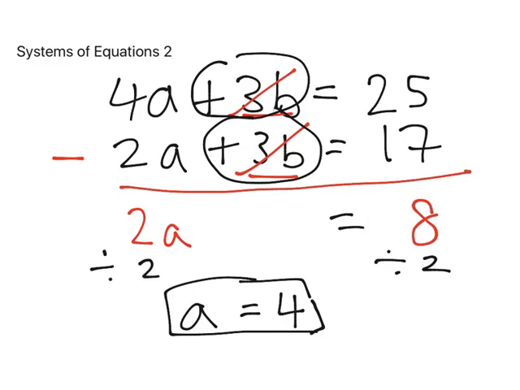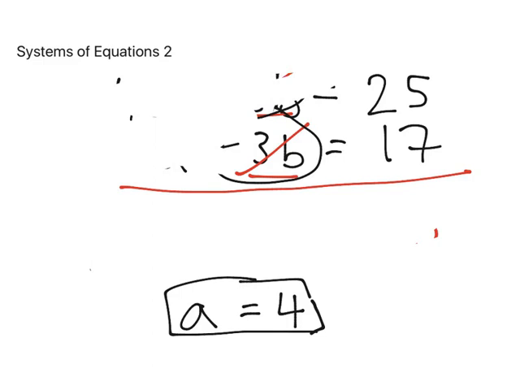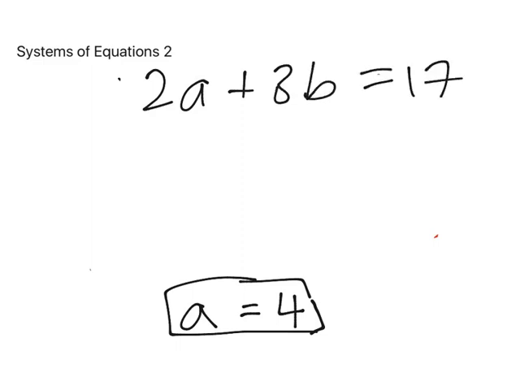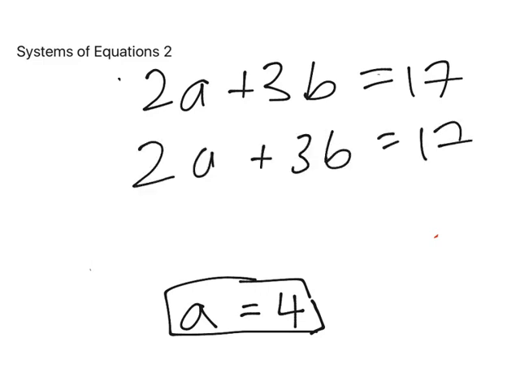Now we have to go back to one of the two equations. Let's choose the smaller one. 2a plus 3b equals 17. Alright. Well, a is 4. I'm going to write the same equation again. But a is 4, so I can erase a and write 4 right here.